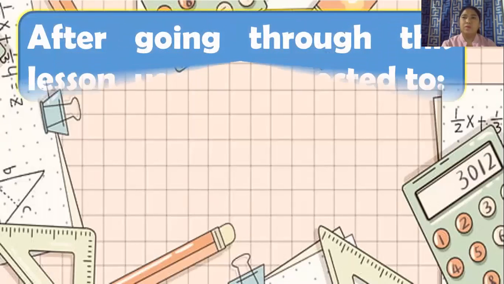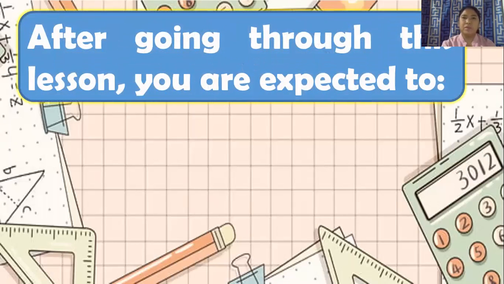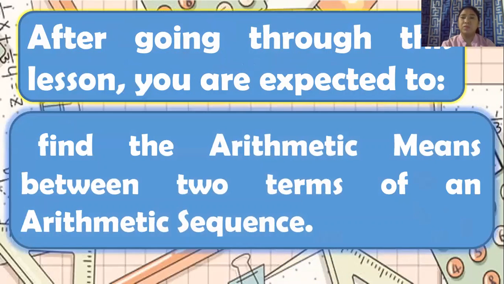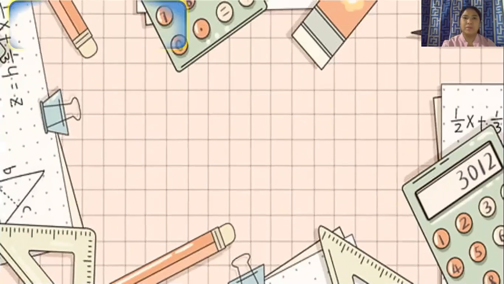So what is our objective? After going through this lesson, you are expected to find the arithmetic means between two terms of an arithmetic sequence. Before that, let us have first our review.